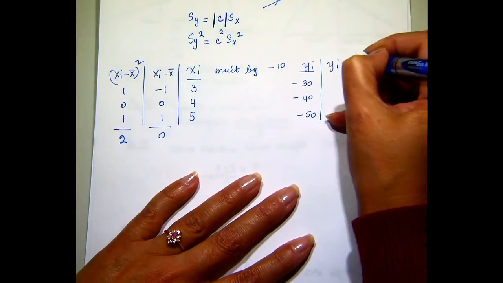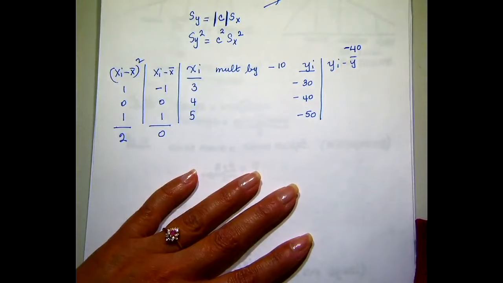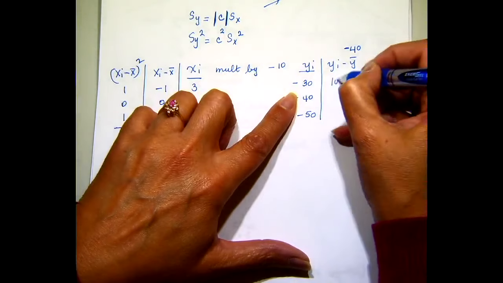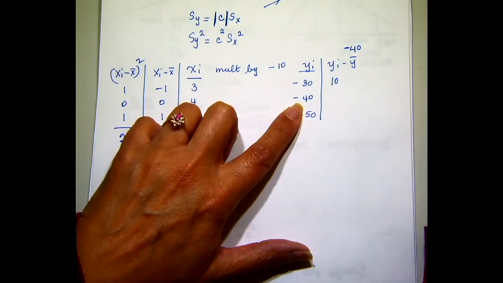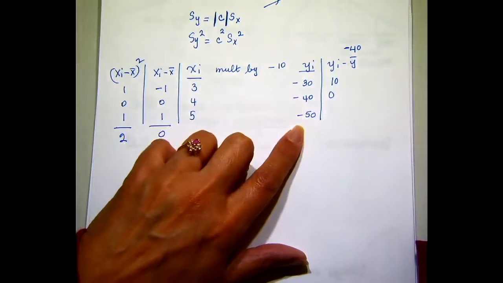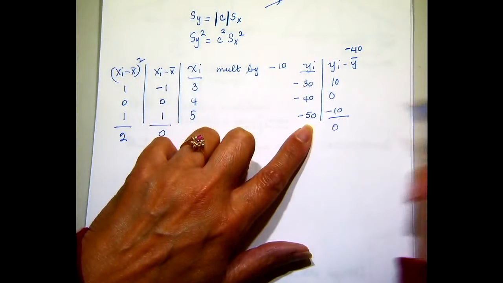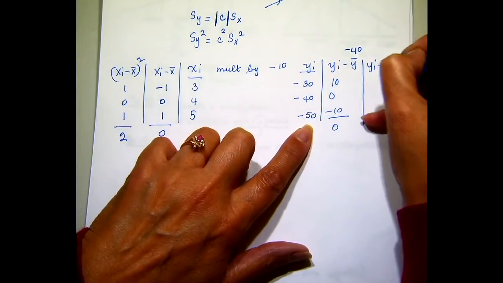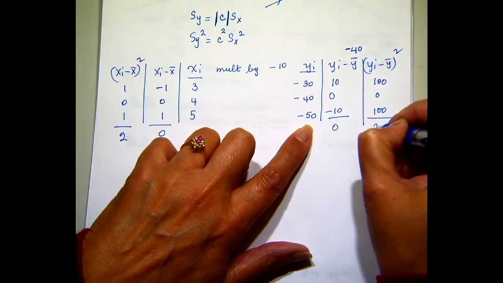So y_i minus y bar, where y bar is negative 40, is negative 30 minus negative 40. So this deviation is a 10. Minus 40 minus minus 40 is 0. And minus 50 minus minus 40 is a negative 10. So this deviation column would add up to 0. Are you with me? Square them. y_i minus y bar squared, 100, 0, 100. Add them up, you get 200.